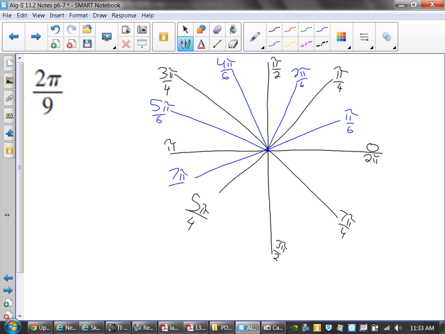7/6, 8/6, 9/6, 10/6, 11/6. All I'm doing is I went all the way around, counting by a 6th, which means there's a bunch of those I can go back and simplify. What's the first one I can simplify? 2/6. So what do you get? So I can say that's pi over 3, 2 pi over 3.